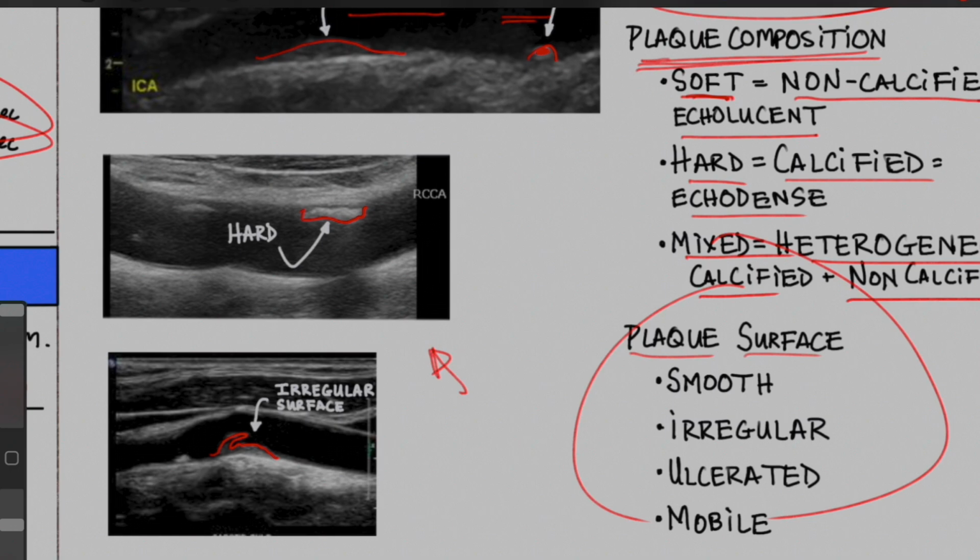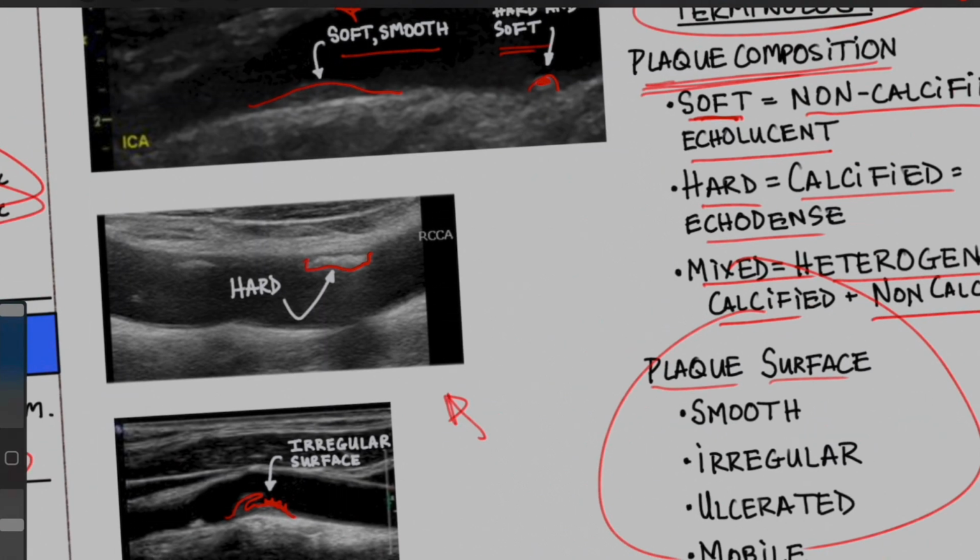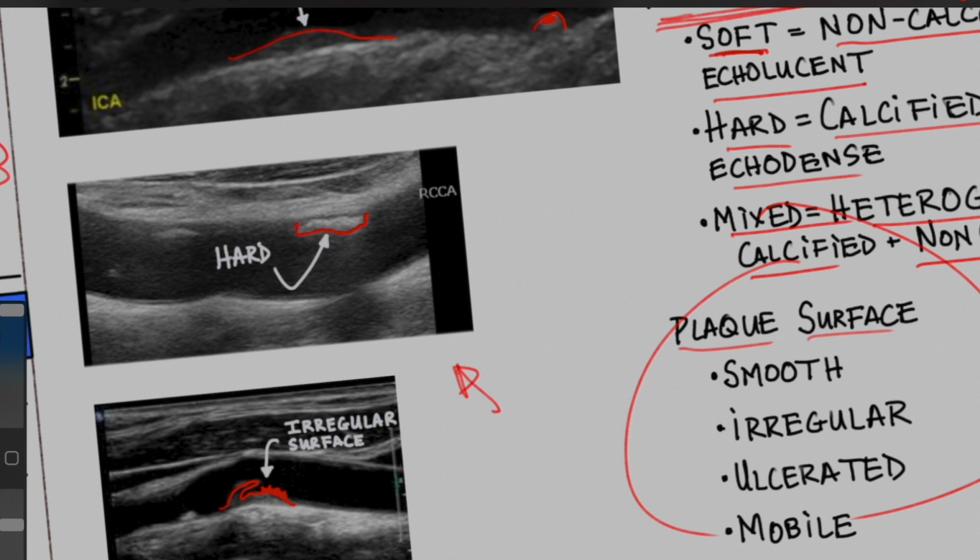Irregular would be just if it was bumpy, with nooks and crannies. I can't really show that because it's red. But this is ulcerated. There's a part that's lifted up. So, ulcerated.